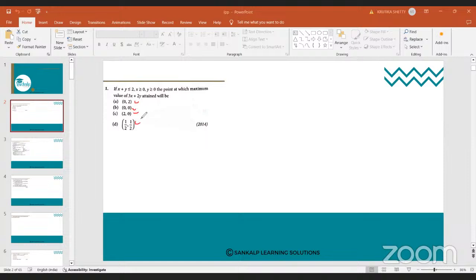So you can solve this example by the trial and error method. See here, the objective function is given: z is equal to 3x + 2y. So what you have to do is just go on replacing this x and y value with the first, second, third, and fourth point. So when I replace (0, 2), the first option, z will be equal to 3 into 0 plus 2 into 2, so it will be equal to 4.